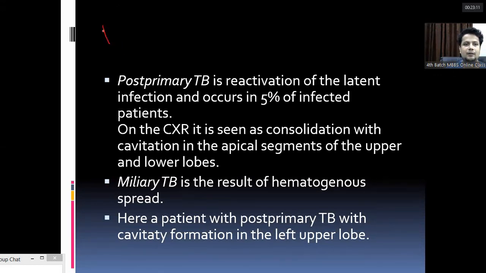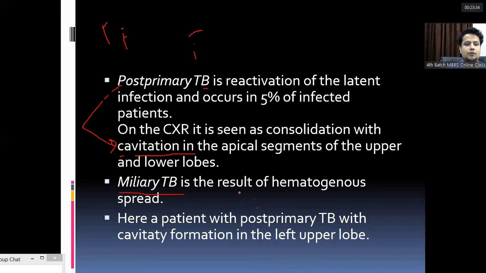So primary, progressive primary, and post-primary TB. Next, on chest X-ray of post-primary TB, the hallmark is cavitation. The hallmark of post-primary TB is the presence of cavitation. And in miliary TB, we can see multiple small nodules in the chest X-ray. So this is the feature of miliary TB.